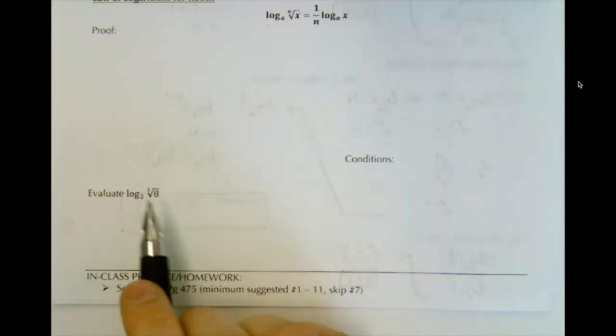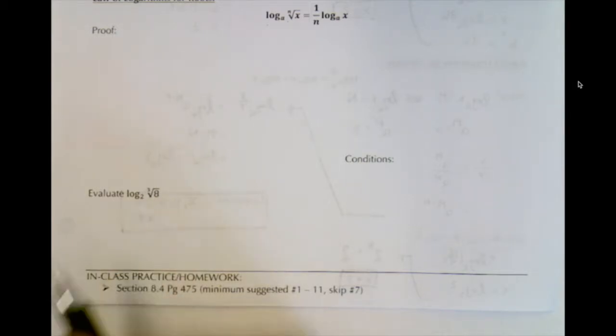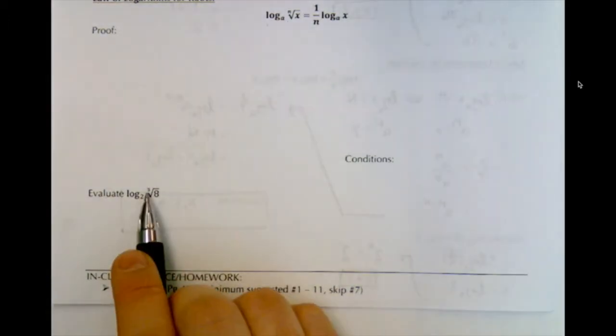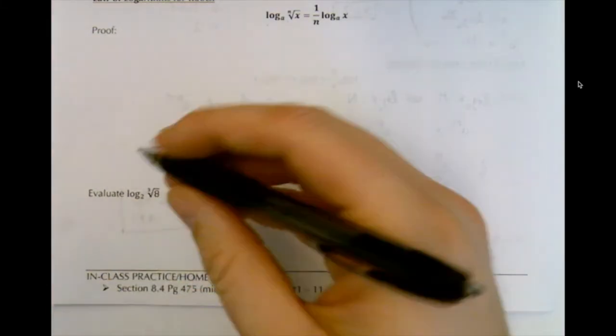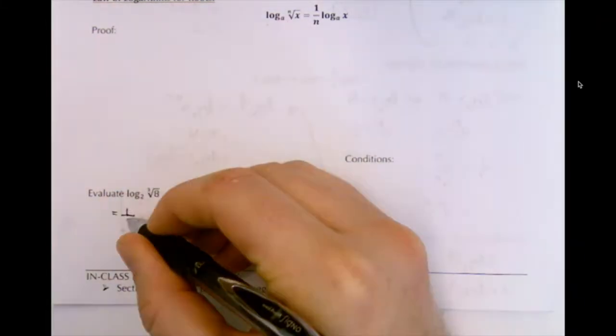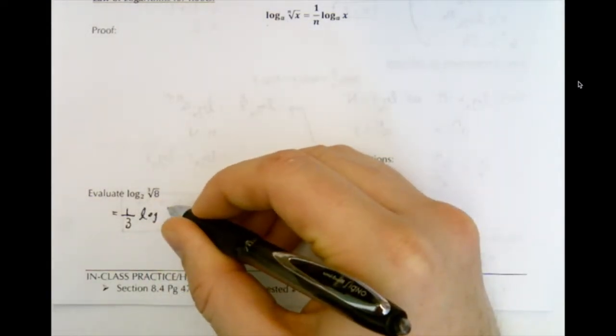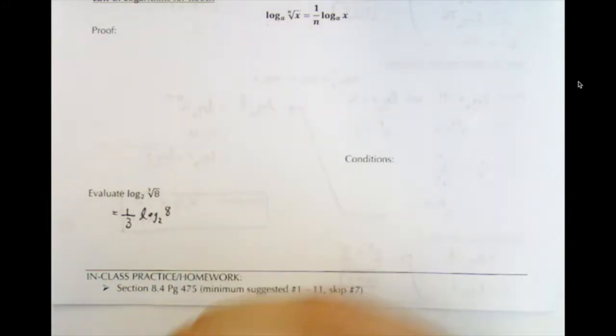In our example, we have the log of the third root of 8, base 2. We could take the third root of 8 and get 2 and solve this pretty directly, but let's actually apply the law of logarithms for roots. The law of logarithms for roots says that if we have the third root of 8, we can rewrite this as 1 over the root, so 3, times the log of 8 base 2.